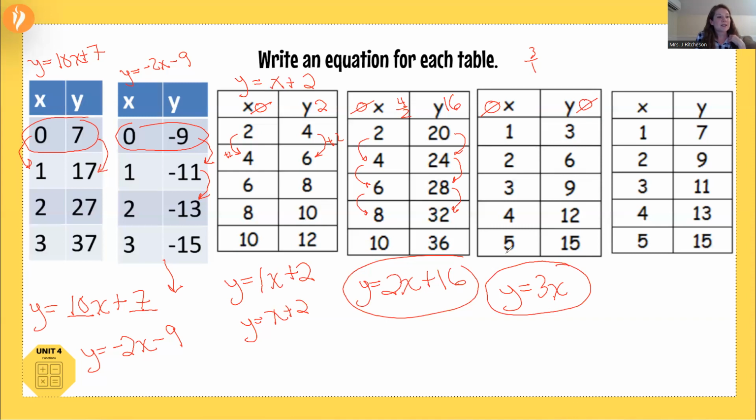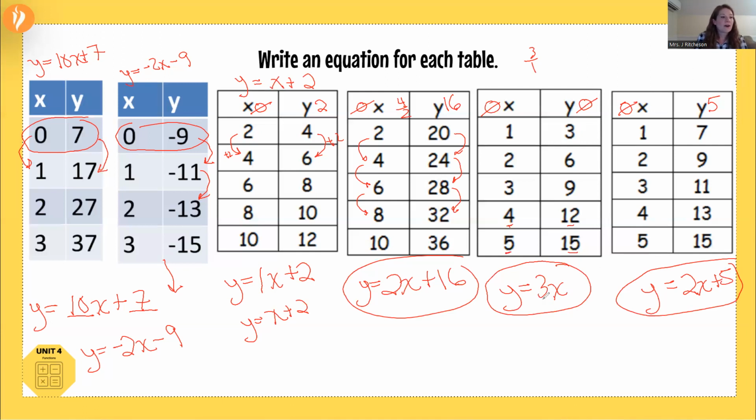And that one's easy because isn't 3 times 5, 15, and 3 times 4 is 12, and 3 times 3 is 9. And then our last one, these numbers are increasing by 2, plus 2, plus 2 over 1. So 2 over 1 is 2. And then if we went down to 0, following the pattern, minus 2, minus 2, minus 2, this is 5. So our equation is 2x minus 5. Did you get them all right?